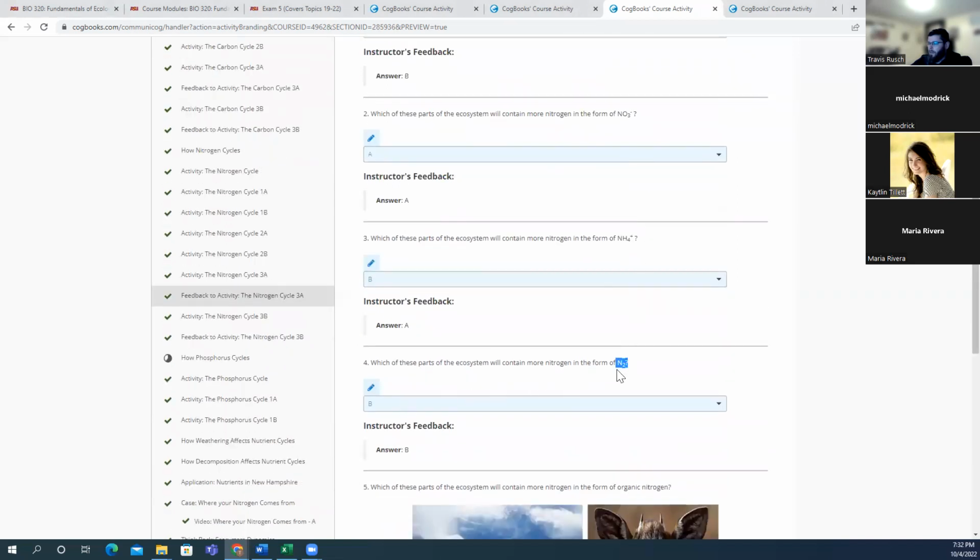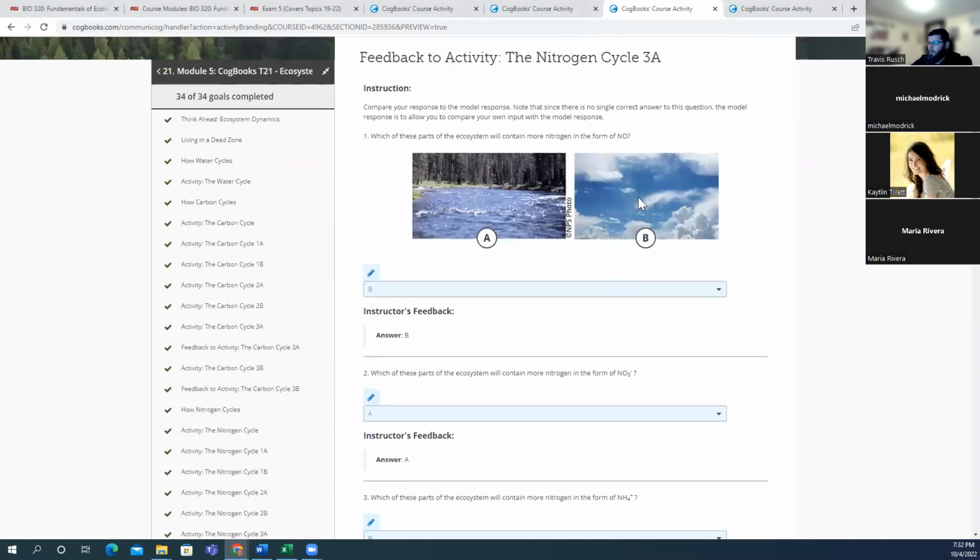And why is N2 found in the ecosystem that would represent figure B more than A? Exactly, somebody said N2 is a gas.